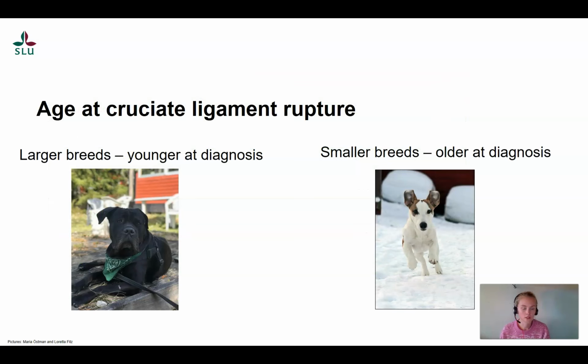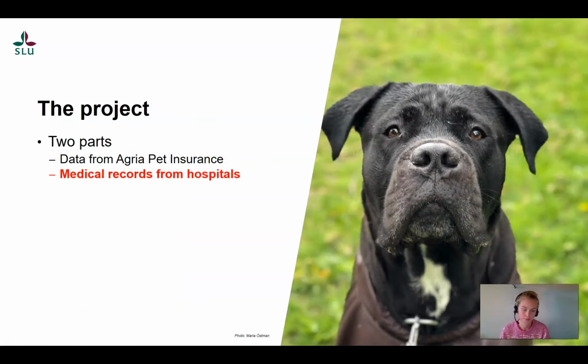We also found an association between age at diagnosis and size of the breed. Larger breeds were generally diagnosed at a younger age compared to smaller breeds, which were diagnosed at an older age. And this is likely due to the fact that the degenerative process that I talked about earlier starts at a younger age in these large breeds. But we don't know the reason for this yet. So those were the results from the first part of the study.